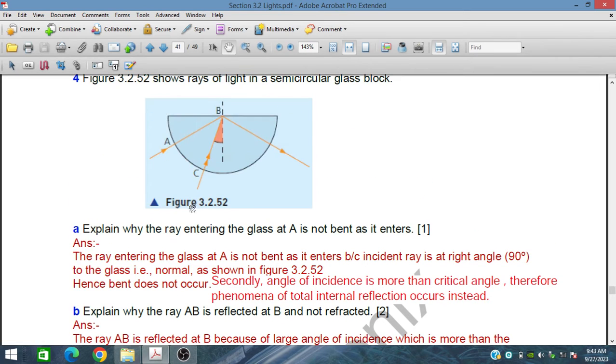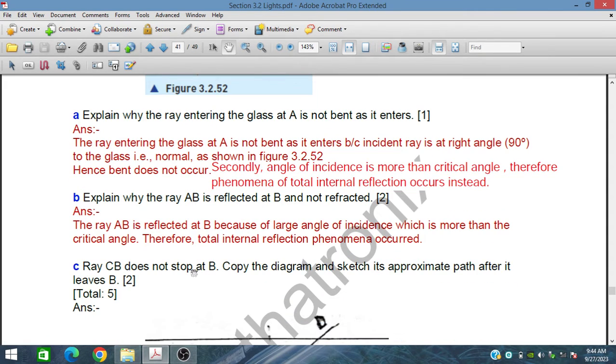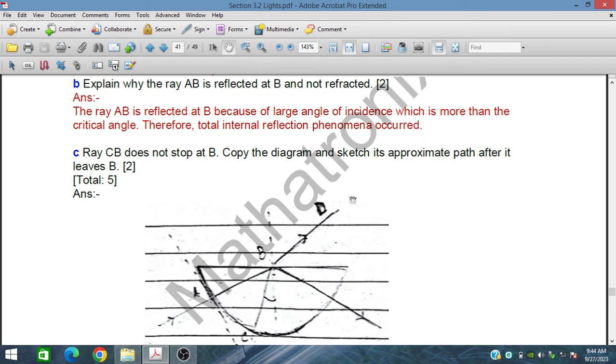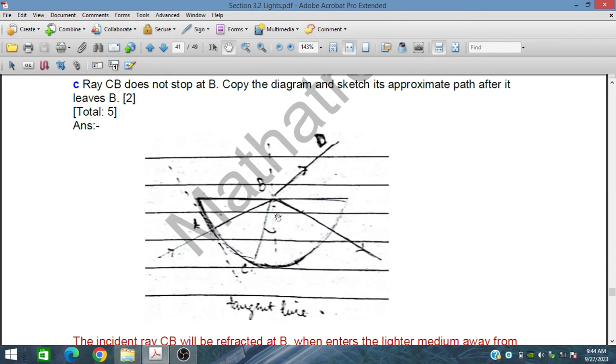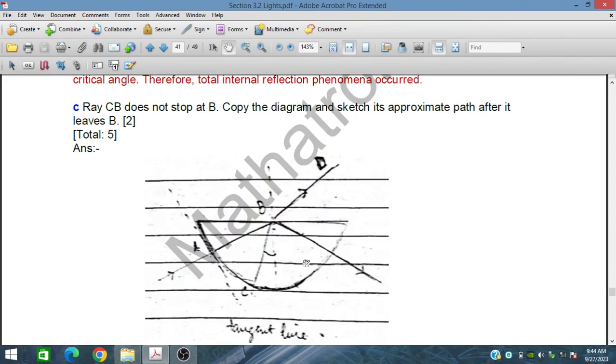The ray CB does not stop at B. Copy the diagram and sketch its appropriate path after it leaves B. It leaves B and is bent away from the normal because it is moving from the denser to the lighter medium. Whenever a ray enters into a lighter medium, it always bends away from the normal. So refraction will occur.